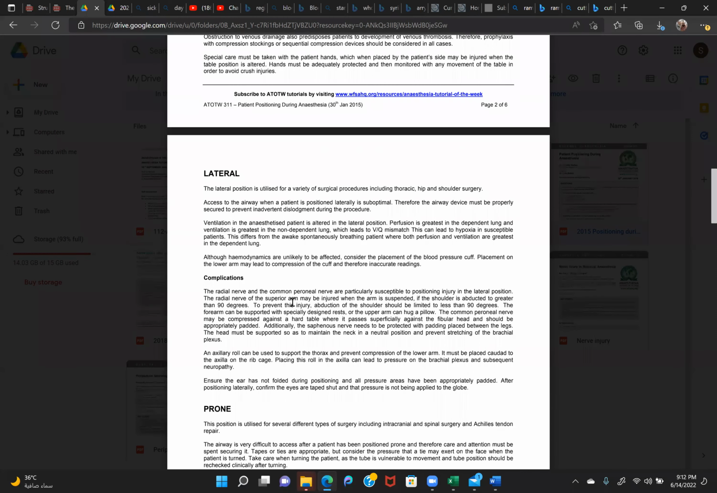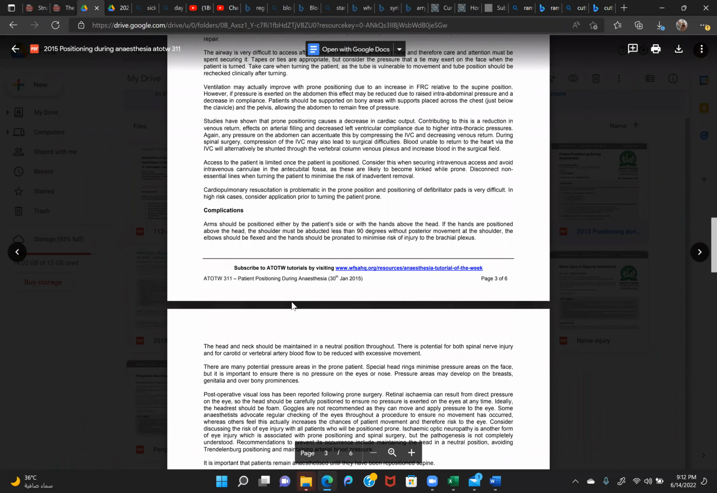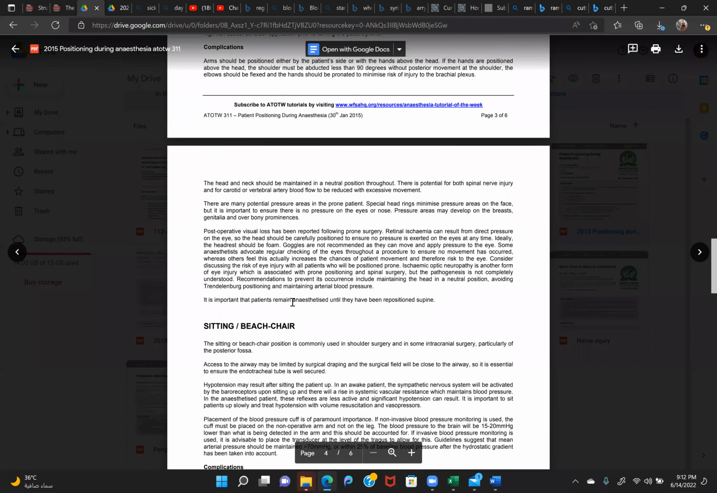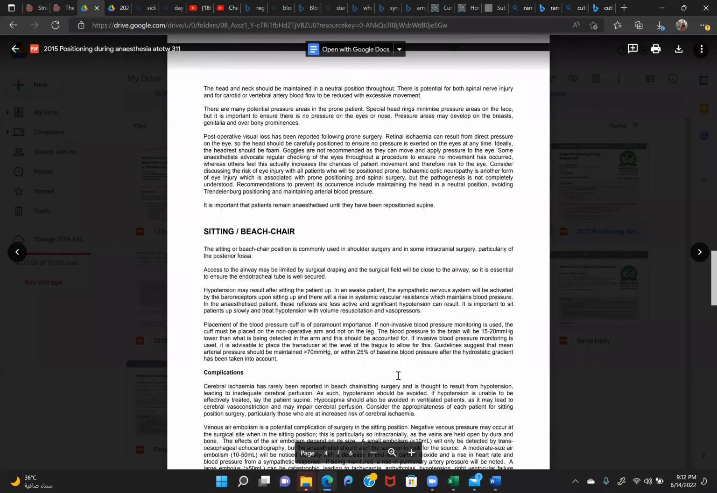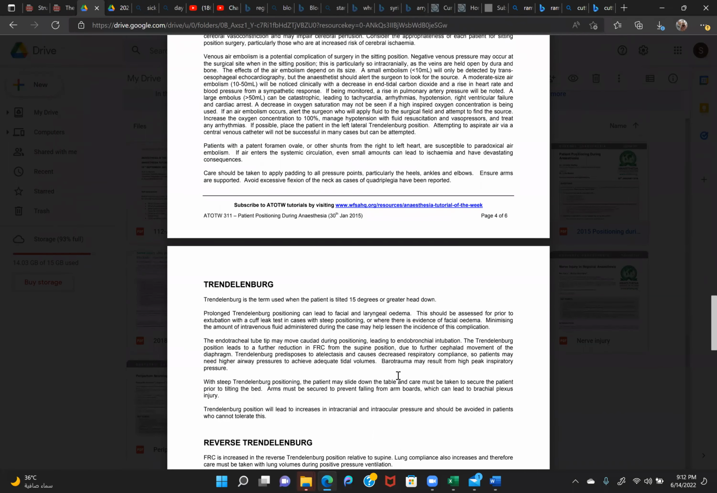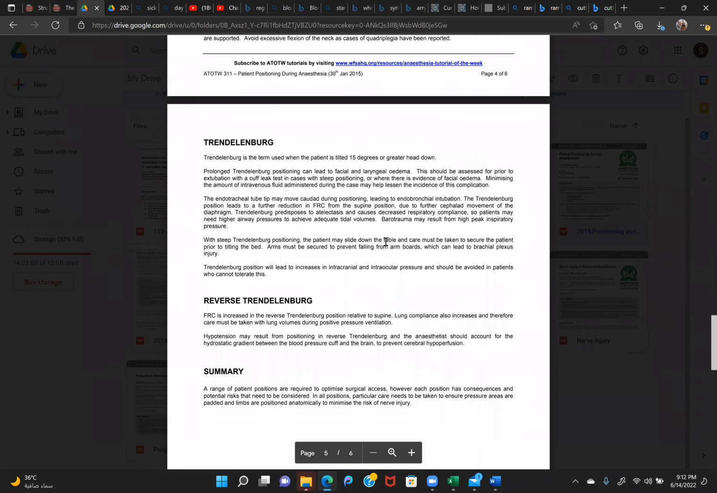So we have just covered some aspects. Sitting beach chair position is just like reverse Trendelenburg, so all the problems in reverse Trendelenburg can occur. I suggest you read this very carefully, because in any patient you have to discuss a few words about positioning. You have to place the patient carefully and take care of all the things.